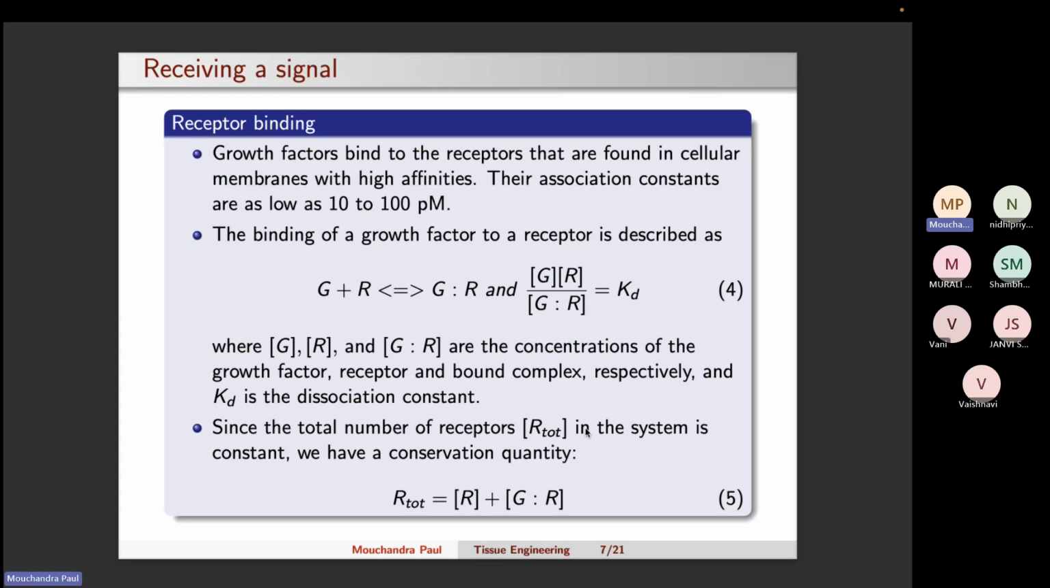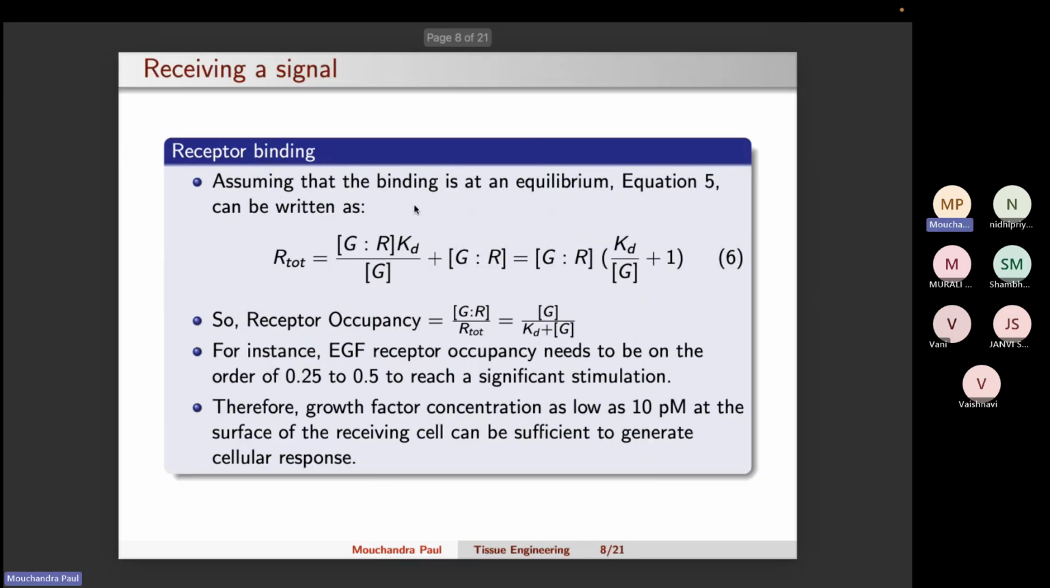Now the total number of receptors that is there in the cell is constant. So we will use the mass conservation balance. Our total will be the free receptors plus the receptors that have formed a complex with the growth factors. It is a sum which gives the total number of receptors in the cell, assuming that the binding is at equilibrium.